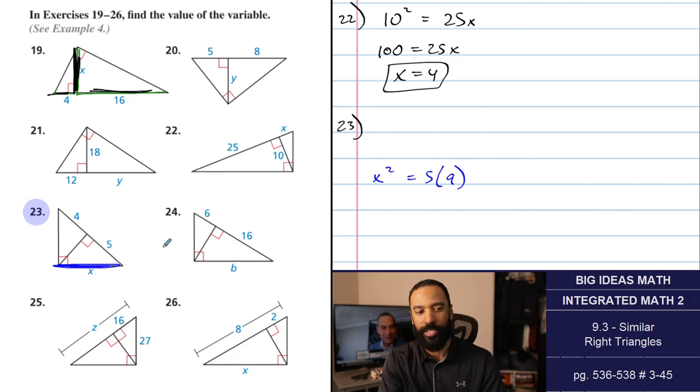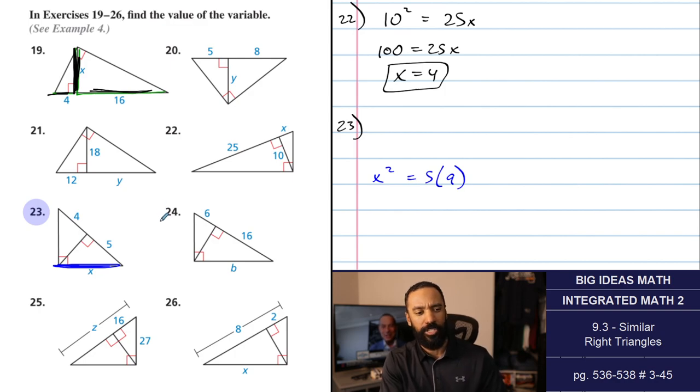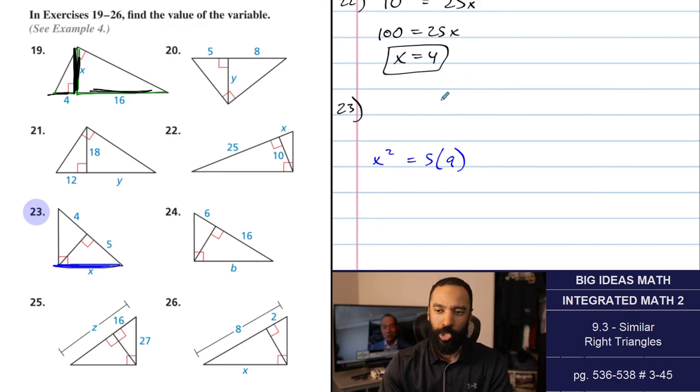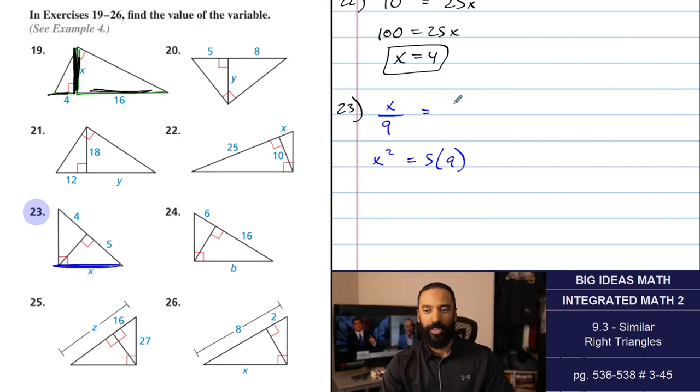X represents two different things: the short leg of the big triangle and the hypotenuse of the small triangle. Now, it just so happens that we know both aspects of the big triangle and the small triangle in that way. Actually, I take it back. This is not the small triangle. This is the medium triangle. The hypotenuse of the medium triangle is x. The hypotenuse of the big triangle is 4 plus 5, which is 9. Okay, the whole thing, 4 plus 5. So we have the hypotenuse of the medium to the hypotenuse of the big. Let's do something else in the medium representing 5. 5 is the long leg of the medium triangle, and x is the long leg of the big triangle.